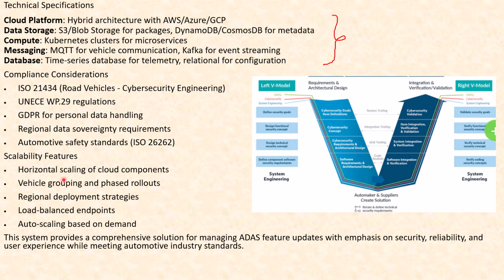Now when it comes to the scalability features, the first is horizontal scaling. The cloud components can be scaled horizontally without developing cloud components from scratch for every requirement. Vehicle grouping and phased rollouts are also scalability features. Next are regional deployment strategies, load balanced endpoints, and auto scaling based on demand. So these are the features that can be scaled as per the requirement.